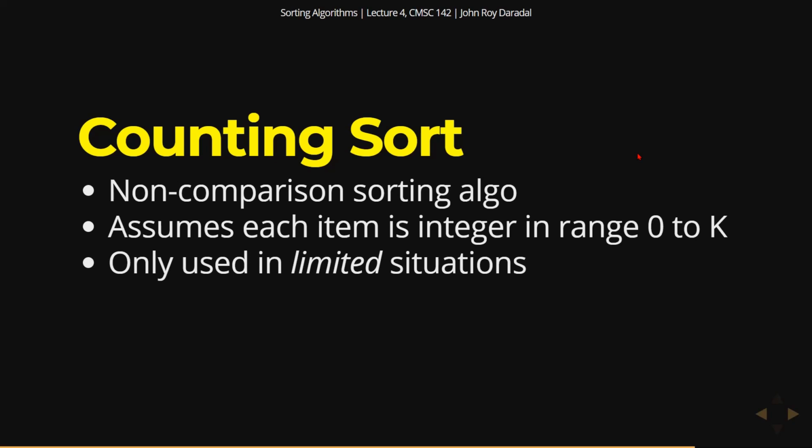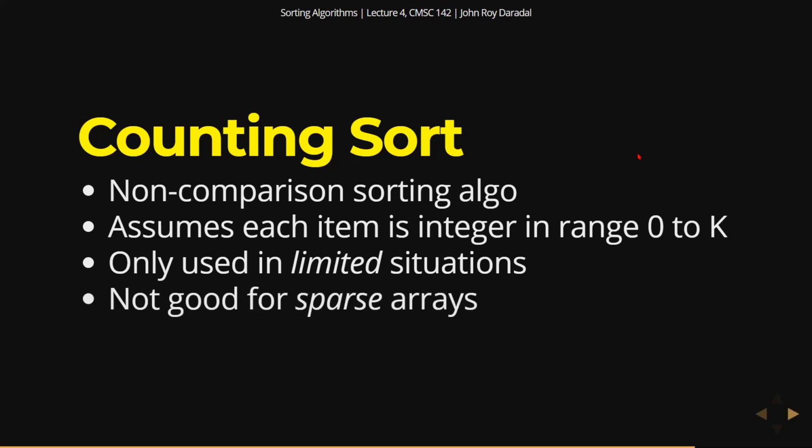Okay, so you can only use this in limited situations, especially if the range is small, because if it's a big range, like say if it's 0 to 9 numbers that you assumed in the input array, then that's fine because 0 to 9 is a small range. But if the range of numbers in your input could be from 0 to a million, then counting sort is not an efficient algorithm to use. Okay, so it's not good for sparse arrays wherein you could have input numbers like 1000 and then the next one is 5000 and then the next one is a million already. So it's not compact, but it's sparse.